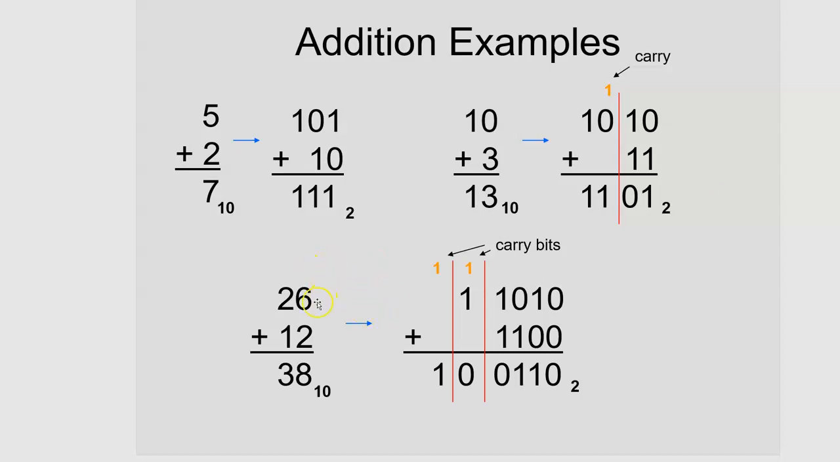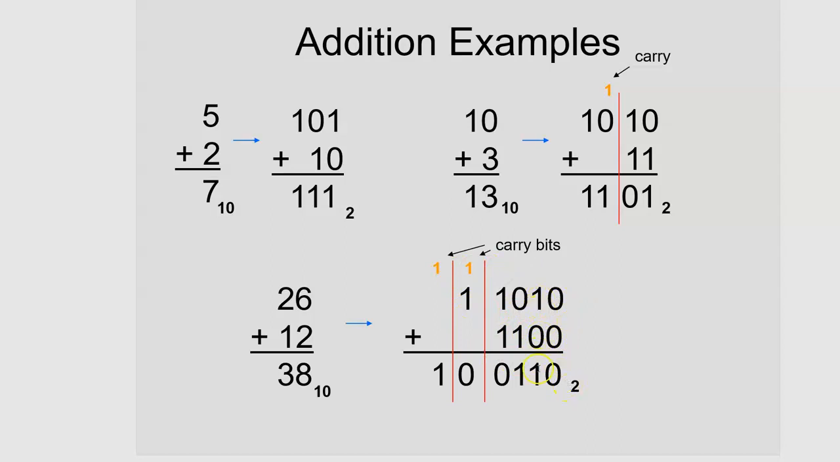And here we go again. We're going to add 26 and 12. So I go 2 and 6 and get 8. I get 3 here. But here when I do it, I've got 26 in binary. I've got 12 in binary. Well, here I've got a 0 and the 0 is a 0.